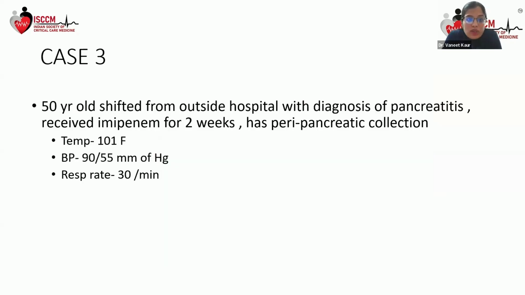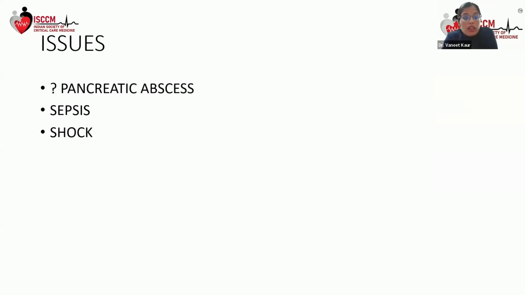So another case that was shifted, a 50-year-old male, was shifted from an outside hospital with a diagnosis of pancreatitis. Patient had already received imipenem for 2 weeks, has peripancreatic collection. Now the patient presented to us with temperature 101 degrees Fahrenheit on examination. Blood pressure was 90 by 55 mm of mercury. Respiratory rate was 30 per minute. Now the first diagnosis is query pancreatic abscess. Second is sepsis. Third is shock.